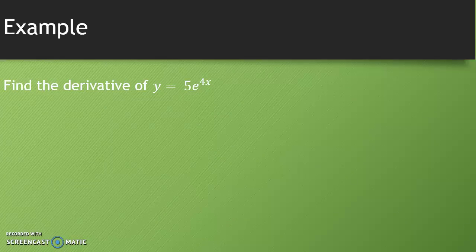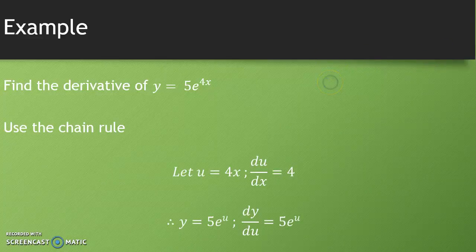Second example is find the derivative of 5e to the power of 4x. Now we know what the derivative of e to the power of x is. What we don't know is the derivative of e to the power of 4x. So in cases like this, just like when we had with sine and cos, we need to use the chain rule. Now we let u equal that index there. So in this case, we're going to let u equal 4x, and the derivative of u with respect to x is 4. So we can rewrite the equation as y equals 5e to the power of u.